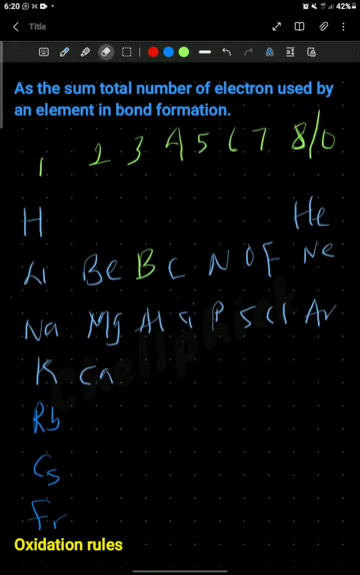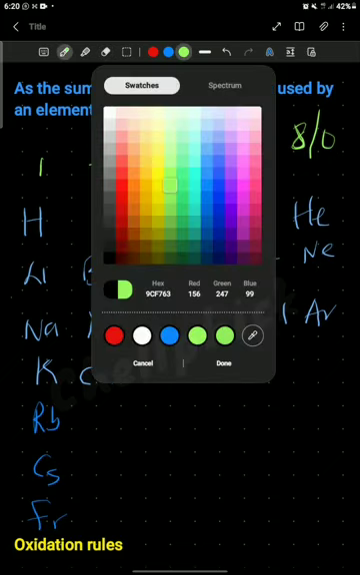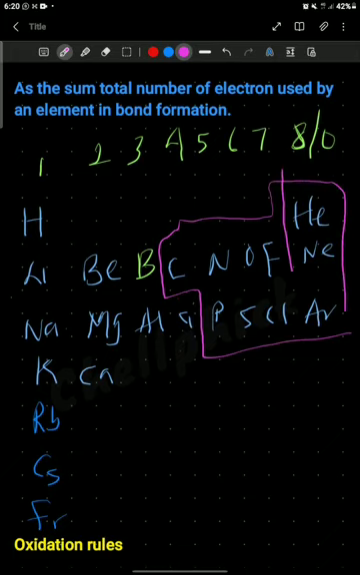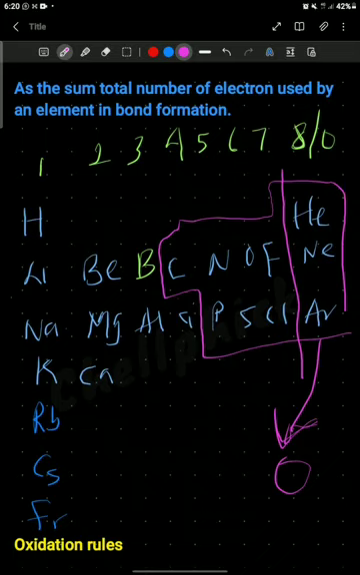So now let's continue. Once we understand that, we want to talk about the non-metals. Yes, we really need to pay attention to the non-metals. You need to understand that all group 8 have an oxidation number of 0. I said atomic number, sorry. All group 8 oxidation number is 0.